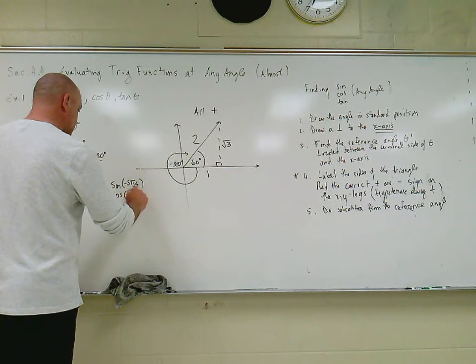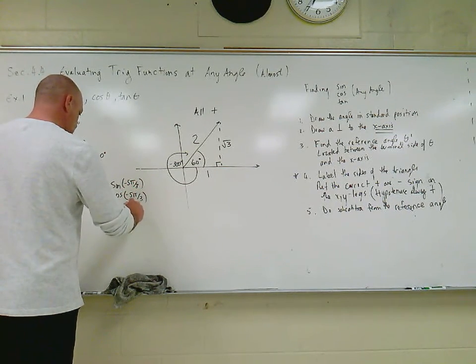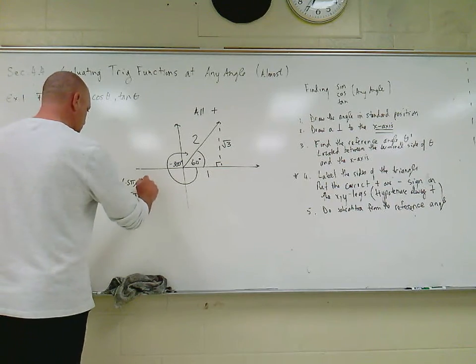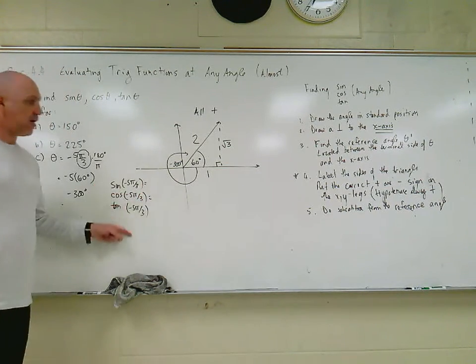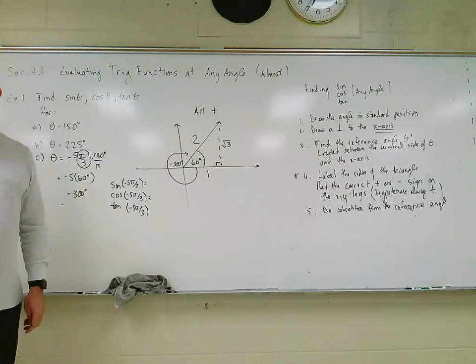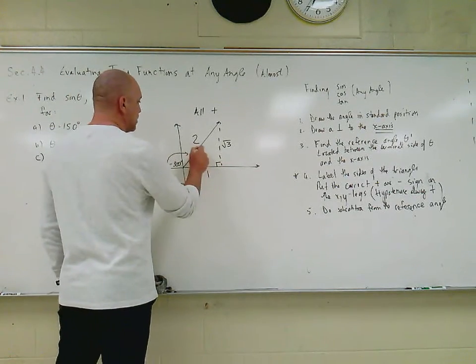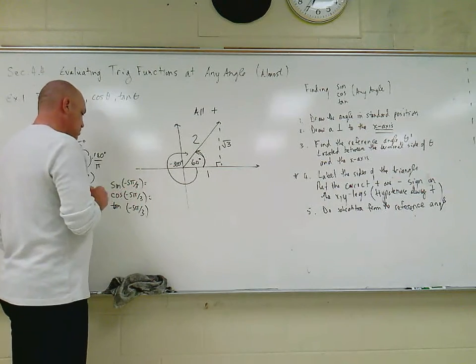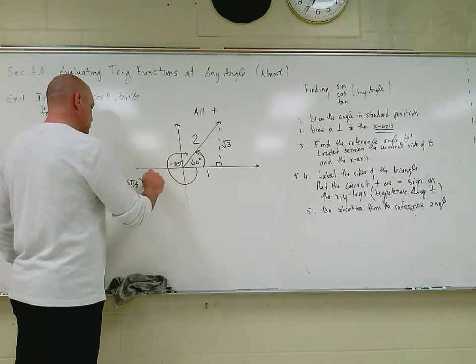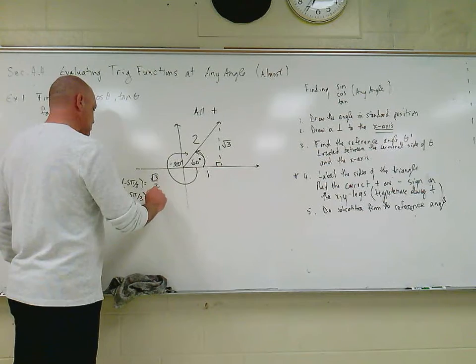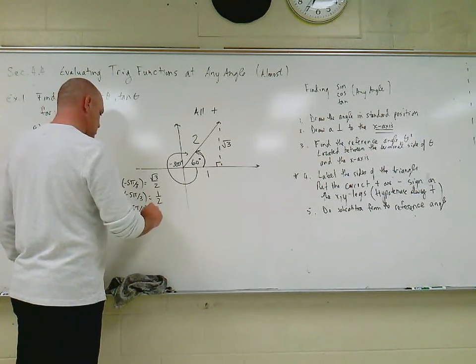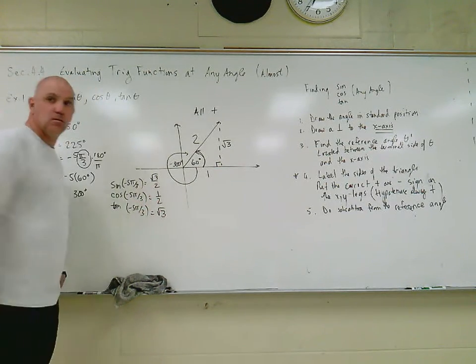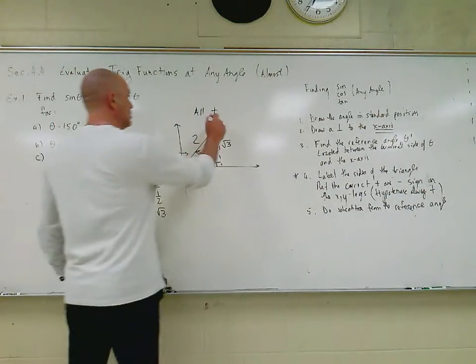But notice, are -5 pi over 3 and 60 the same angle? In this case, it is. Whether I go this way or I go this way, I'm going to get the same answer. Yeah, coterminal, that's exactly right. So what are our answers? What did you get for sine? Cosine. Tangent. Done. What point is this here?